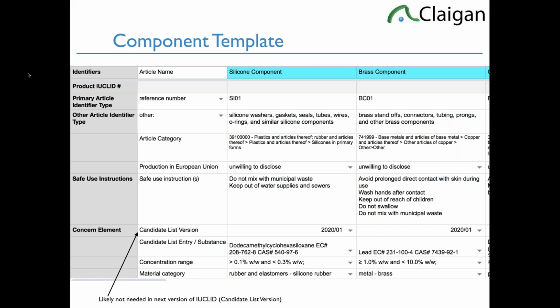Concentration range, 0.1 to 0.3. If it's above 0.1, it's barely. And then the materials category is rubber and elastomer, silicone rubber. And then we have a different one for brass components, and we have another one for high temp solder. And so every product that has silicone components, if you don't know if it has D6, you just refer to this. If you do know it has D6, you refer to this.